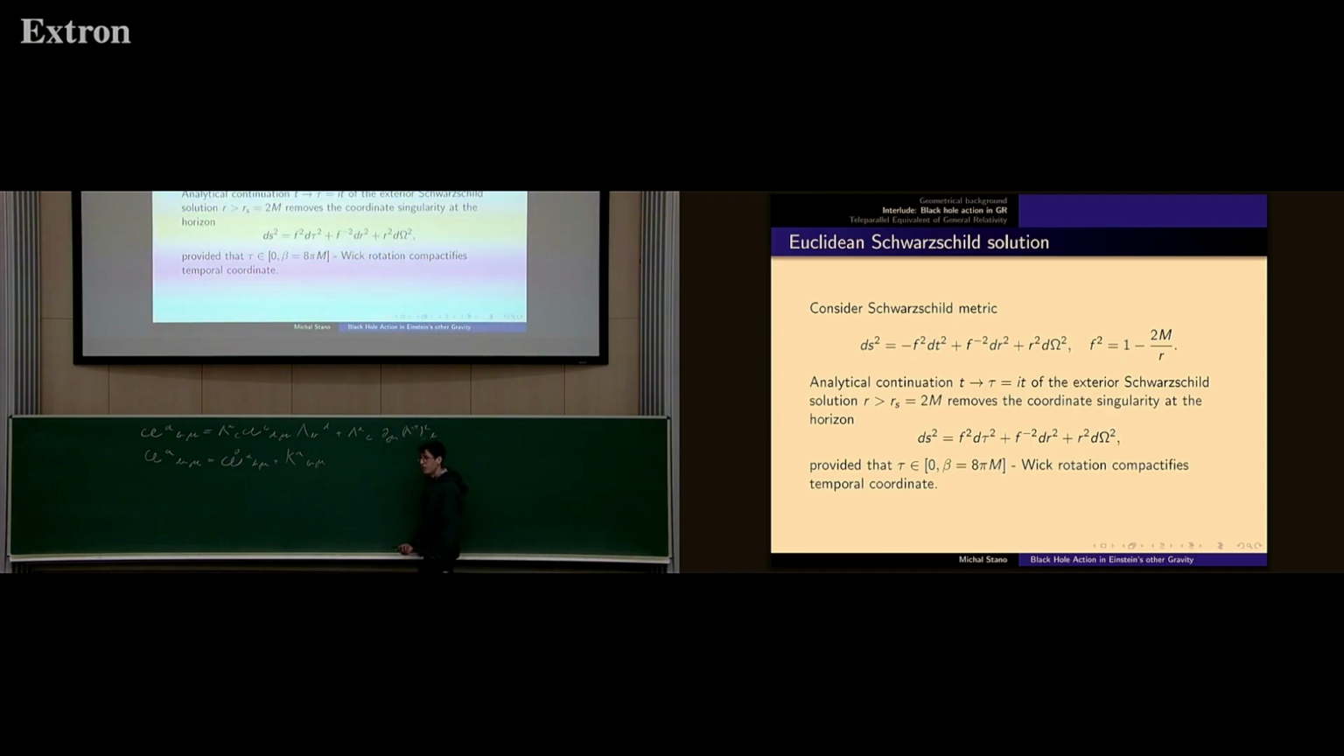However, undergoing this Wick rotation causes our temporal coordinate to become compactified. And therefore, we need to specify its period. And it turns out that in this case, we need to specify the period to be precisely 8πm, which is the inverse of the Hawking temperature. And in this way, our Euclidean Schwarzschild solution won't feature any coordinate singularities at the horizon.